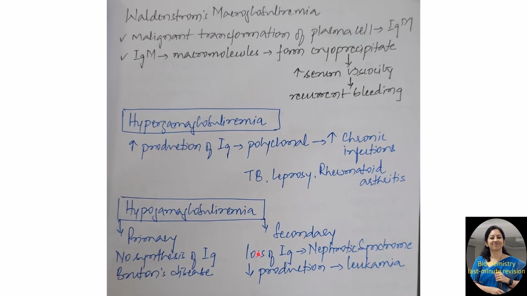In secondary, immunoglobulin production is normal, but the immunoglobulins are lost through the damaged glomerular capillary membrane, where the podocyte size is increased. So these immunoglobulins are lost in urine in nephrotic syndrome, and there is decreased production of immunoglobulin as seen in leukemia. So this was all about multiple myeloma.